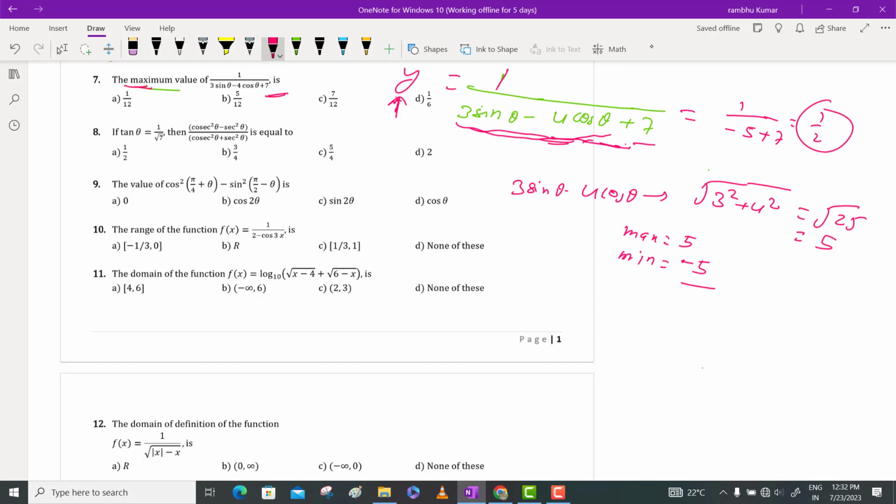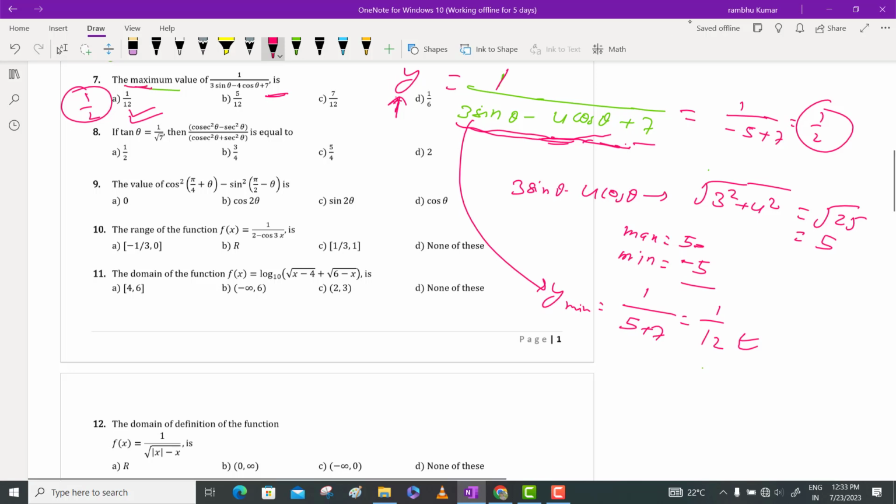I think here some error is there. So correct answer is 1 by 2 maximum value and the minimum value is 1 by 12. Why 1 by 12? Because this is maximum. So y minimum we have 1 by 5 plus 7, which is nothing but 1 by 12. Got it? So maybe some mistake is there in the option. So correct answer for this question is 1 by 2, maximum value of the given expression.